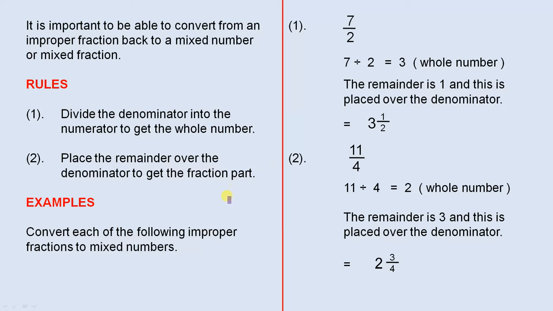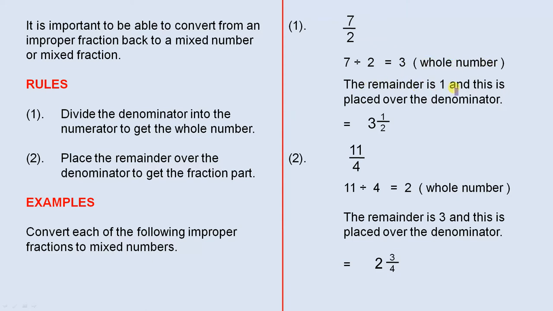So let's look at some examples. Convert each of the following improper fractions to mixed numbers. The first one is 7 over 2. So the first rule says divide the denominator into the numerator to get the whole number. So 7 divided by 2 equals 3. 2 divided into 7 gives us 3, and that's the whole number part.